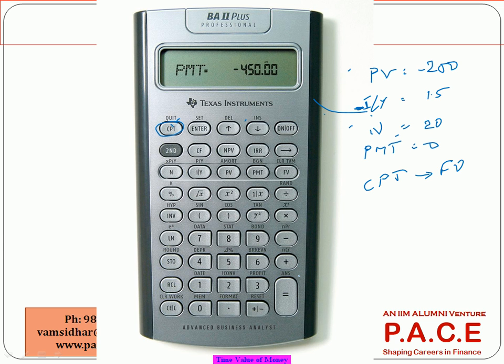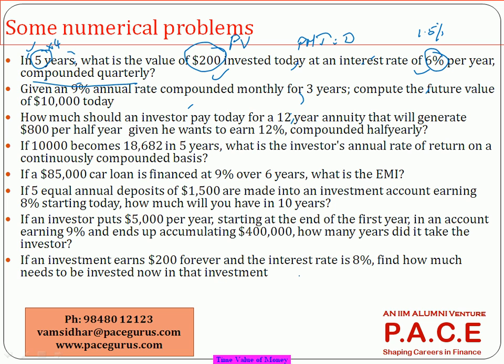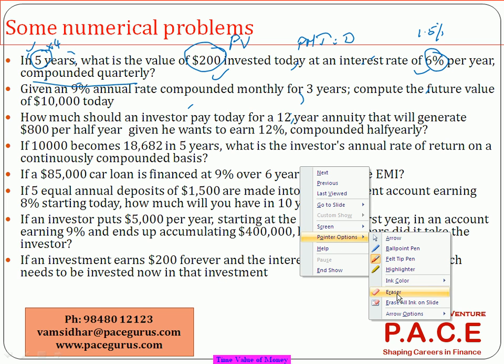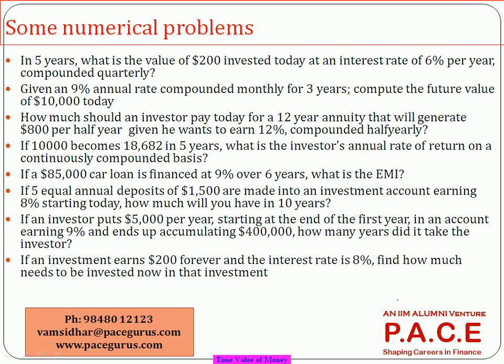Right? So you have to be comfortable only with respect to how do I convert each of them? How do I assign these calculator values to each of my values? So probably look at the second question and tell me what can be assigned to each one of them. Given an annual rate of 9%, compounded monthly, I is 9% divided by 12. N is 36, 3 into 12. Compute the future value of 10,000 today. So PV is minus 10,000. PMT is 0. And you say compute FV. The same question.